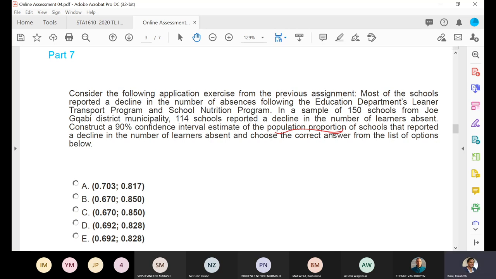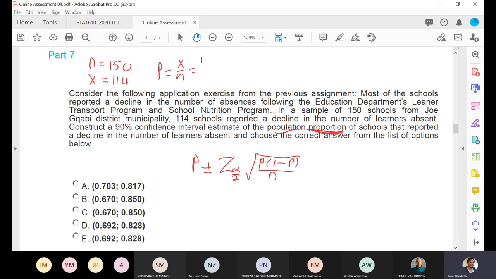What confidence interval are we looking at here? For proportions, and if it's proportions, then we're going to be doing the sample proportion plus or minus the critical value times the standard error, which is the square root of sample proportion times 1 minus sample proportion divided by n. So what are we given? N of 150, we're given x of 114. And we can find p, because p is x over n, which is 114 over 150.